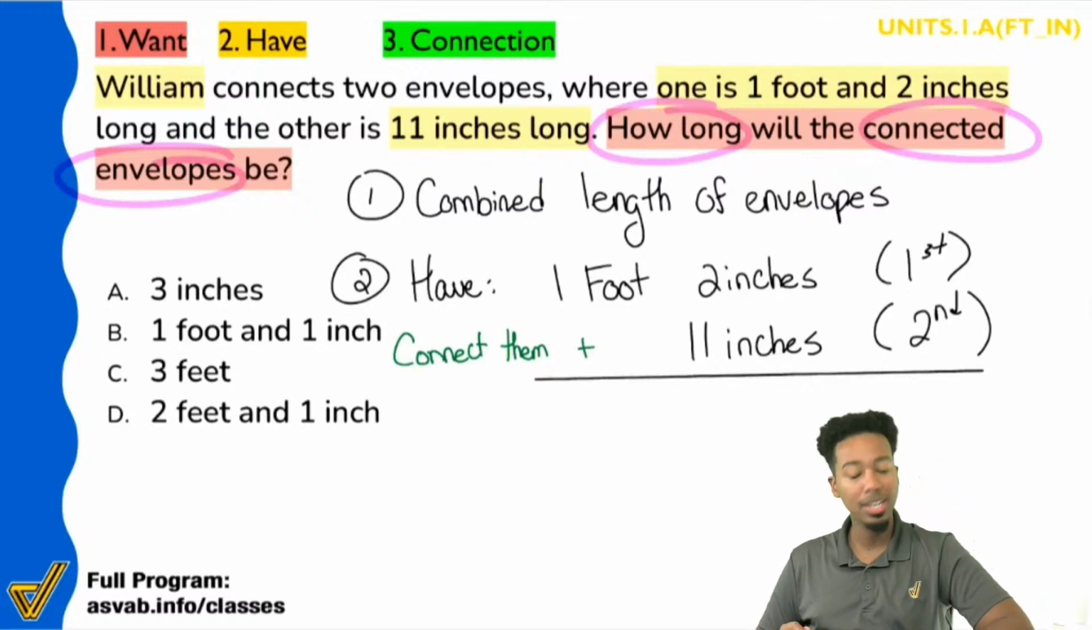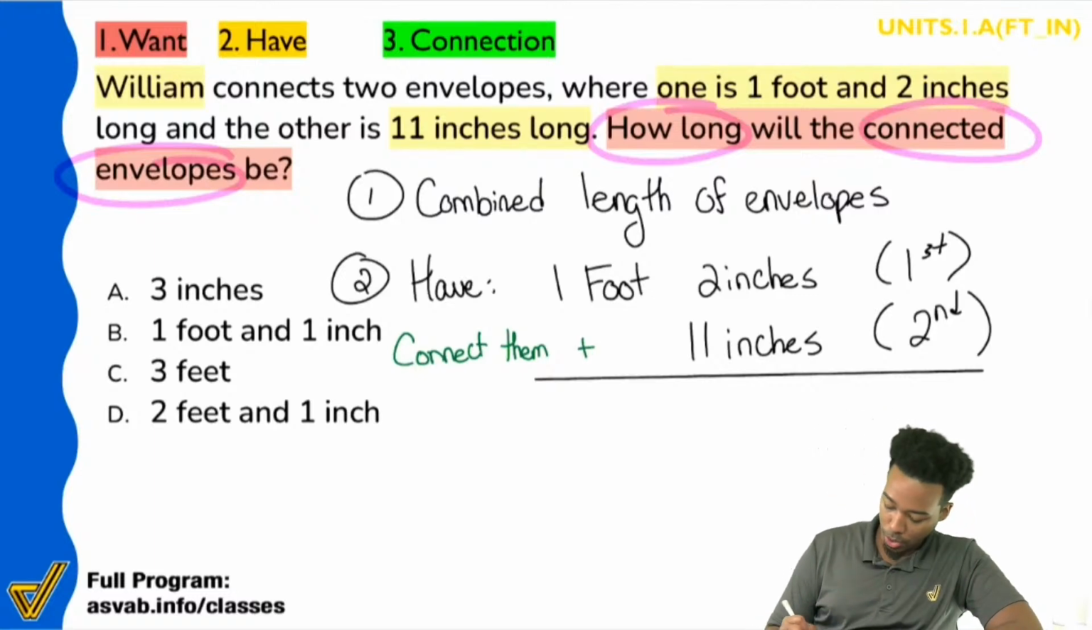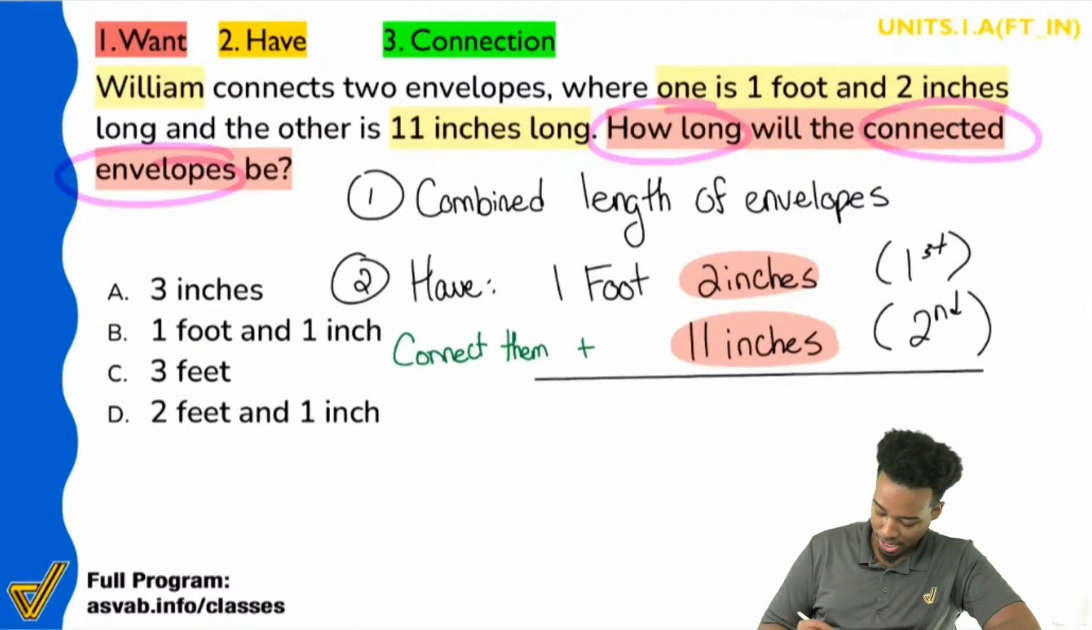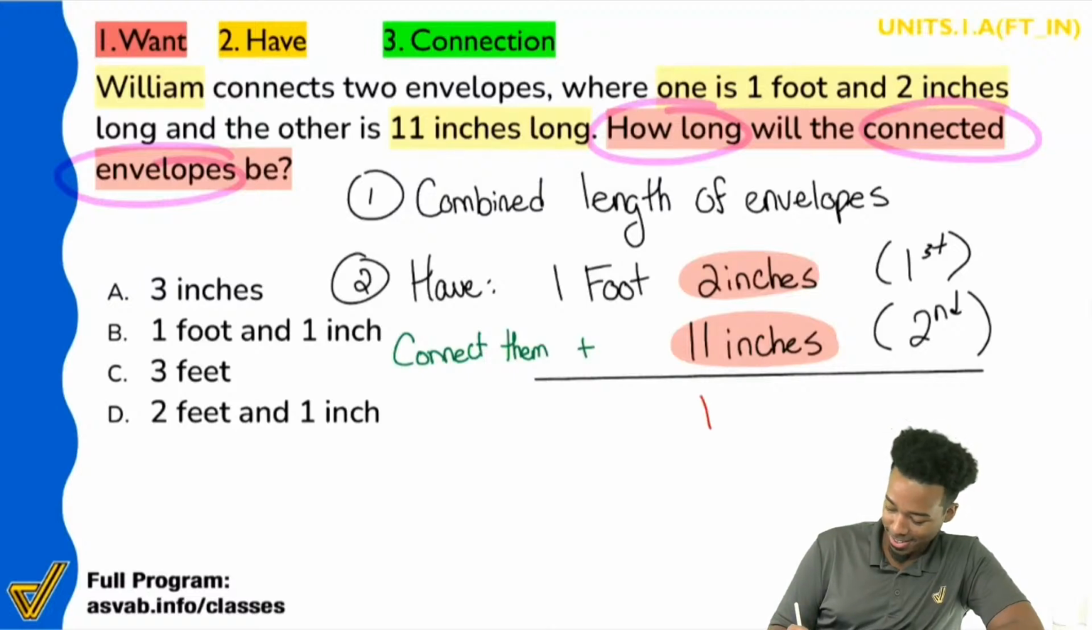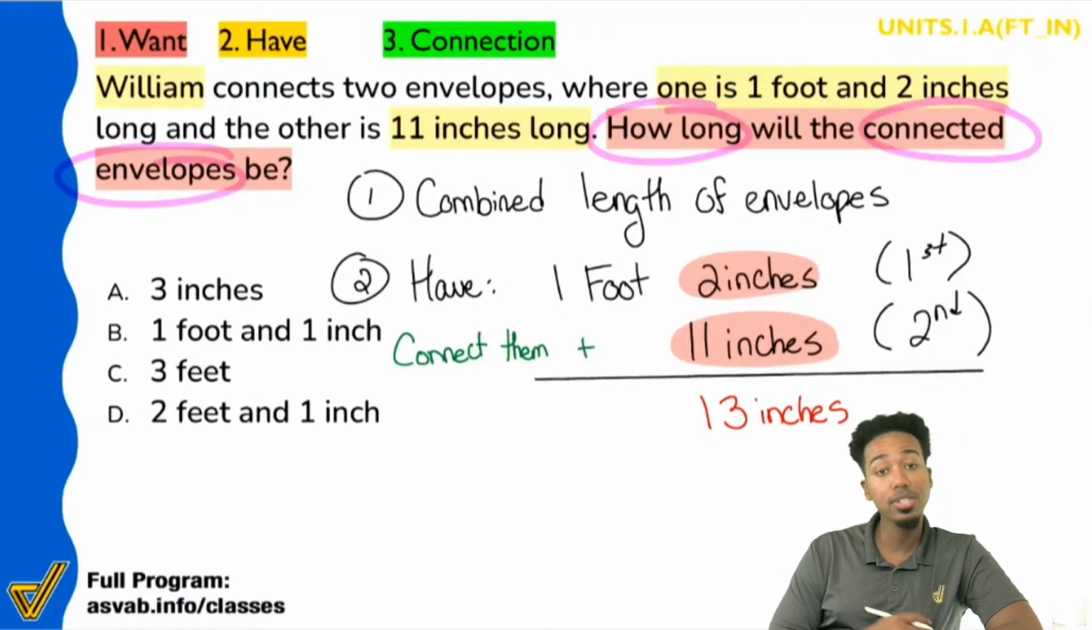By adding, connect them by adding. So everyone, really quick here then, if we go ahead and do 2 inches plus 11 inches, what is that going to give us? 13 what, Whitney? 13 inches. That's going to be 13 inches.